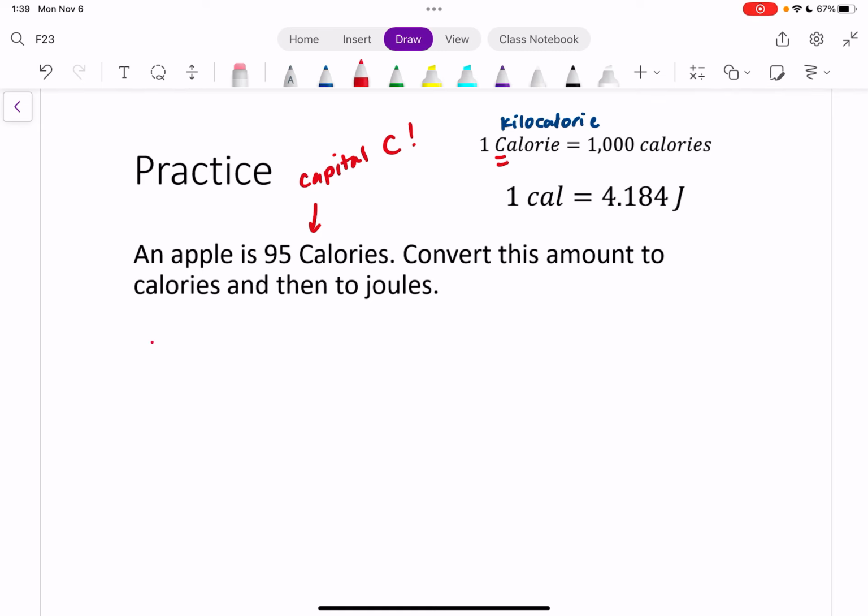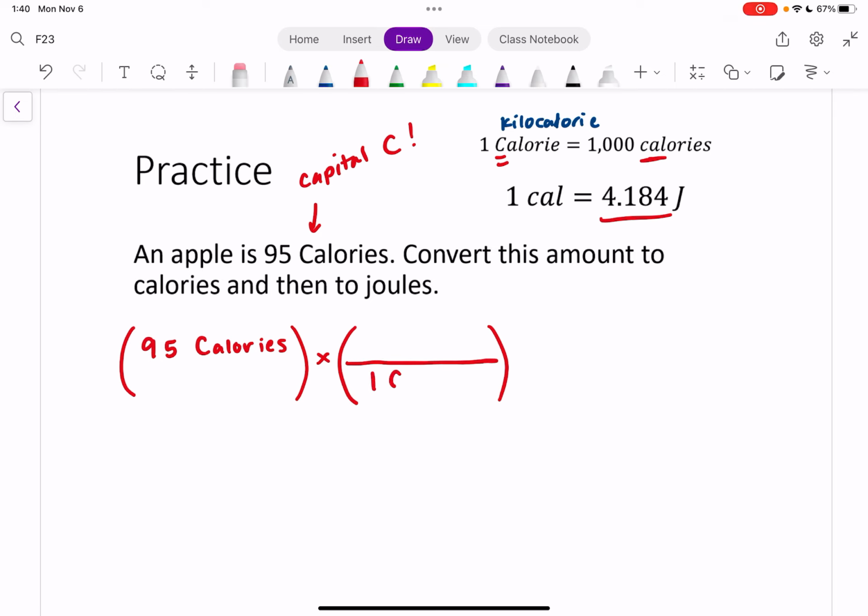So we start with 95 Calories as our first conversion factor. And then our next one, it looks like we need to go from big C Calories to little c calories in order to get to joules, right? We have to go through little calories to get to joules. So let's do that. We're going to convert first from big Calories to little calories, I guess I'll call them. So 1 capital C Calorie is 1,000 little c calories.